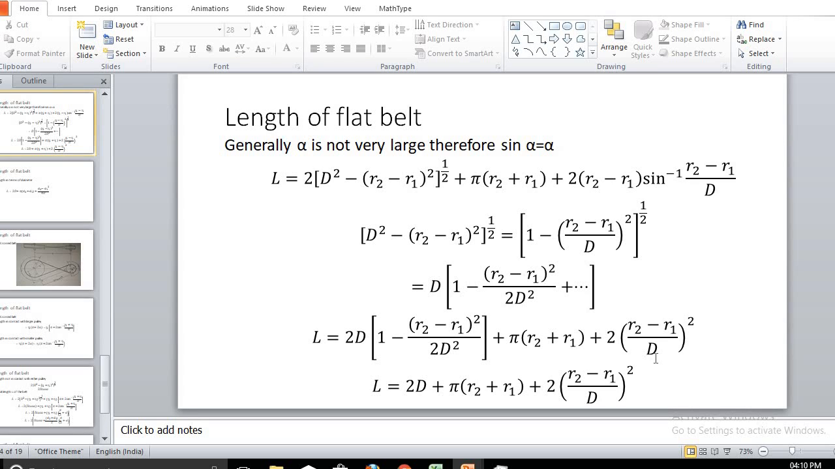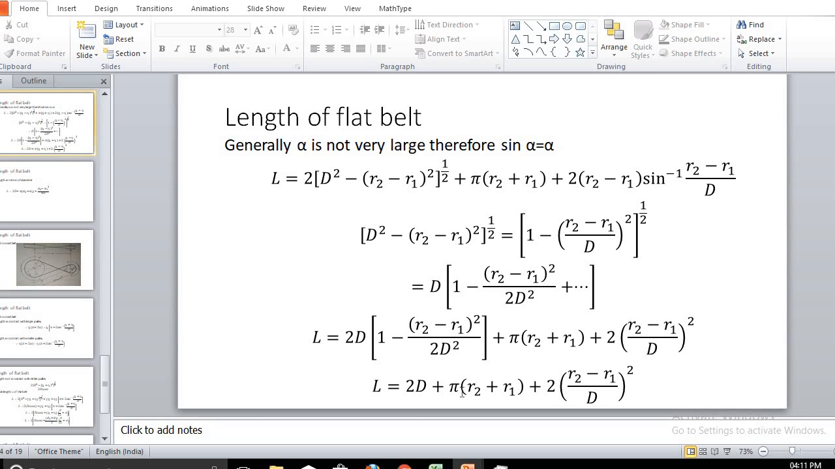Here this D is not in this bracket. Here by mistake this D comes under this bracket, but this D is not in the bracket. So only R2 minus R1 square is the exact one. This D is outside of this bracket. So there is no D square. Only R2 minus R1 square divided by D.